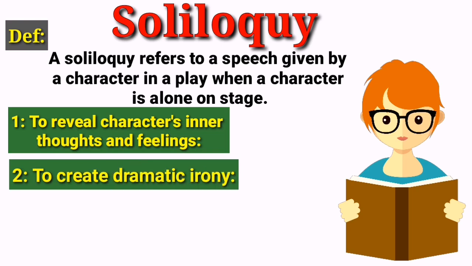To create dramatic irony, it means a soliloquy is also used to inform the audience about something of which other characters are unaware. In this way, a dramatist creates tension and twists in the story. This is one of the ways to engage the audience.